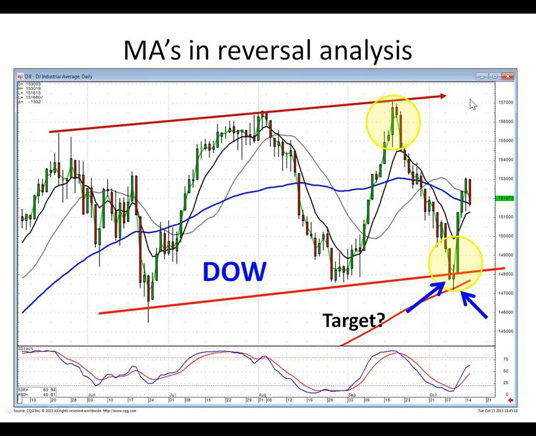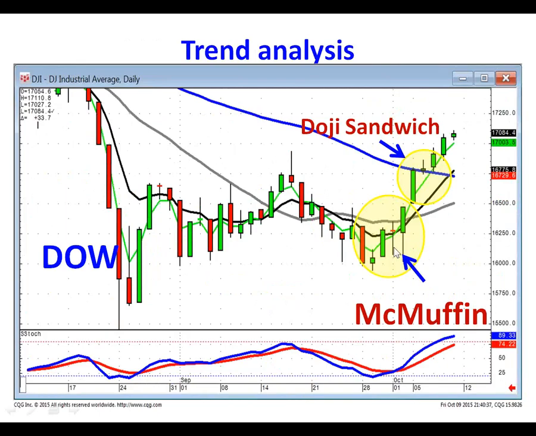Where's our next target? We'll see what happens once it gets back up to the top of the trend channel. So we can identify when reversals occur. Here's our morning star signal. And then notice what follows it. There's our doji sandwich. We call this a McMuffin because if you took a morning star signal and a doji sandwich, or a morning sandwich, it becomes your McMuffin.